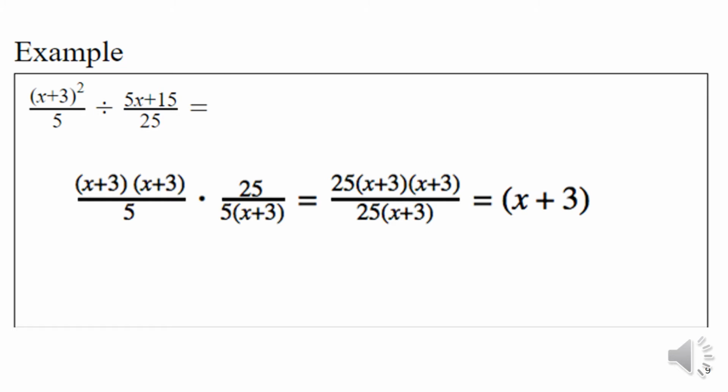X plus 3 times x plus 3 over 5 times 25 over 5x plus 3 is the step that we would get after we do our keep, change, flip. Notice I've already expanded the x plus 3 squared, and I've already taken out the GCF of the 5x and 15. The numerator and denominators both contain a factor of 25, as well as 1x plus 3. Therefore, I can cancel one of each, leaving me with my answer of x plus 3.